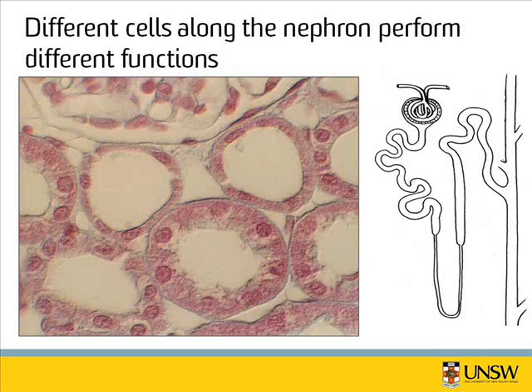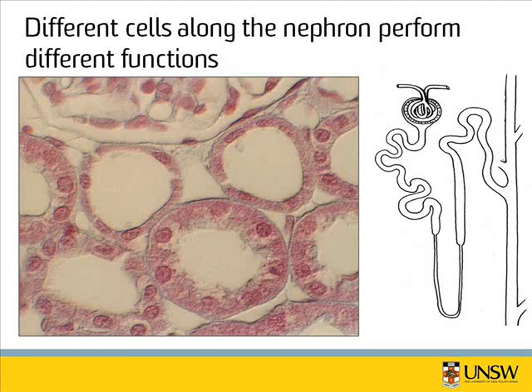The tubule, that long squiggly thing with a little narrow bit down in the bottom of the loop and then a thicker bit at the end, is that shape because at different points in the tubule the cells have different functions. So the main picture that we've got there is a slide of a specimen of the kidney that's been stained to show the cells of the tubules.